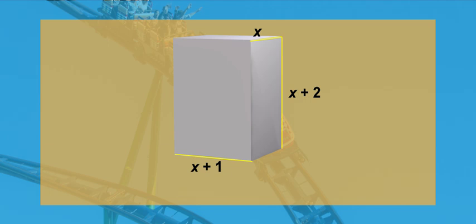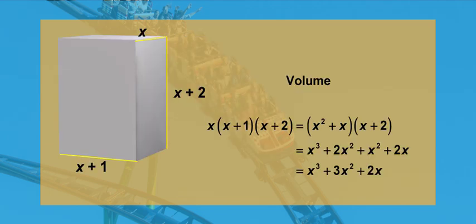This rectangular prism has the dimensions shown. To find the volume of this prism, multiply the three expressions, as shown here. The expression for volume is another polynomial.